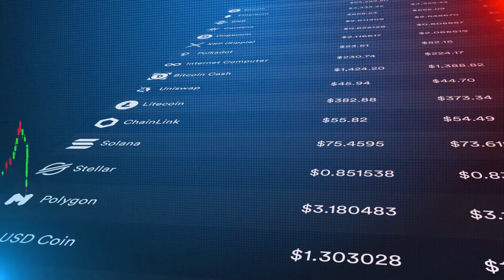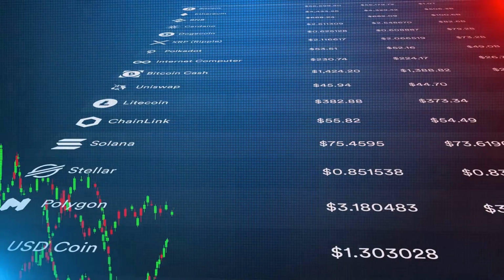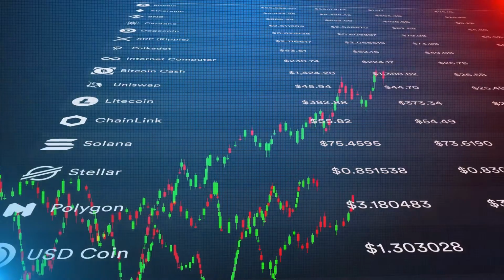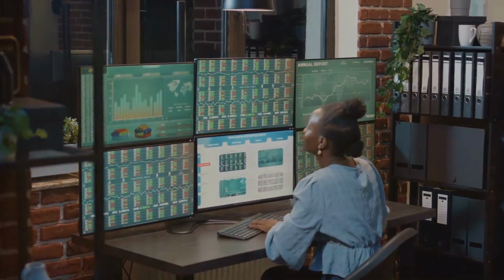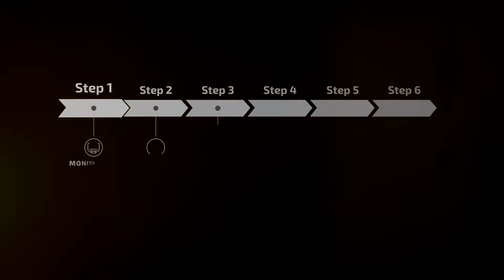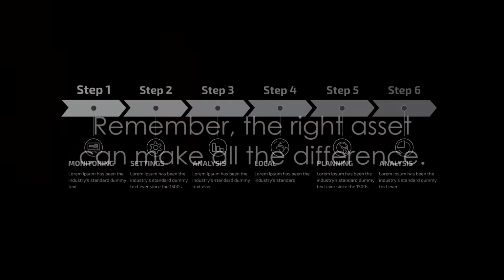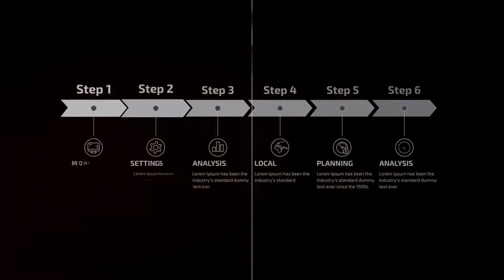Choosing the right asset is like choosing the right ingredients for a recipe. The better the quality of your ingredients, the more delicious your dish will turn out to be. In the world of intraday trading, the right asset can make all the difference. It can be the deciding factor between a successful trade and a missed opportunity. So remember to choose wisely, analyze thoroughly, and trade smartly. Because in the end, remember, the right asset can make all the difference.